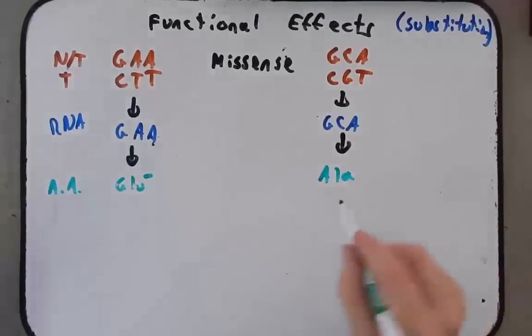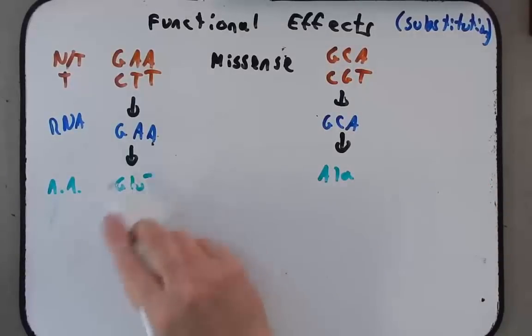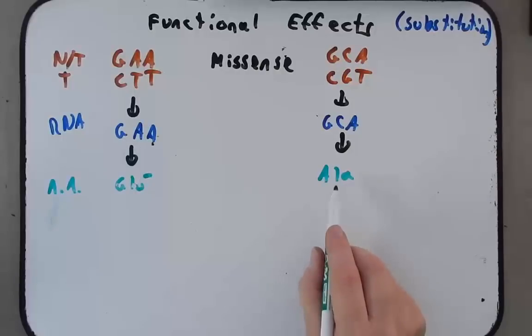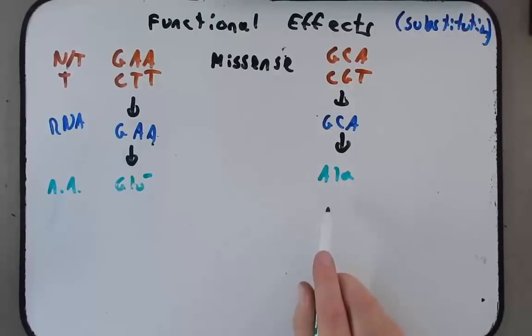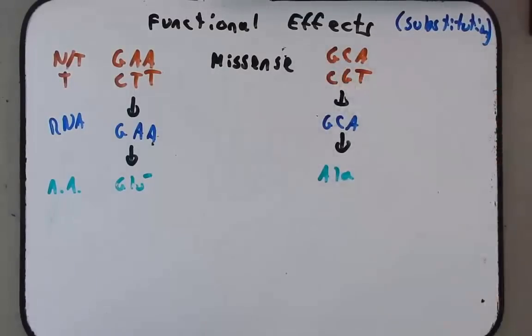It's okay if you don't know this yet, but alanine is neither positively nor negatively charged. Glutamic acid is a polar molecule. Alanine is nonpolar. So it turns out that this mutation could actually have quite a big impact on how that protein is going to fold. So this is a more severe phenotype compared to the silent mutation.